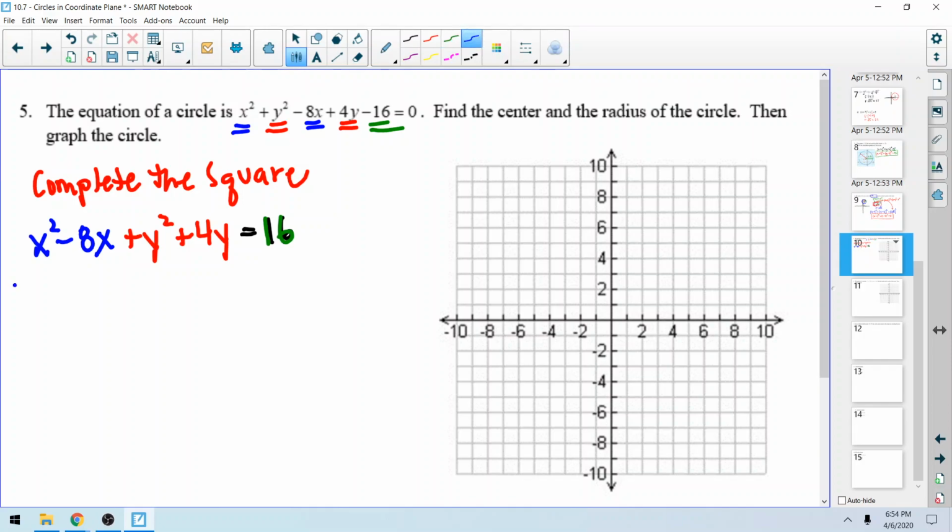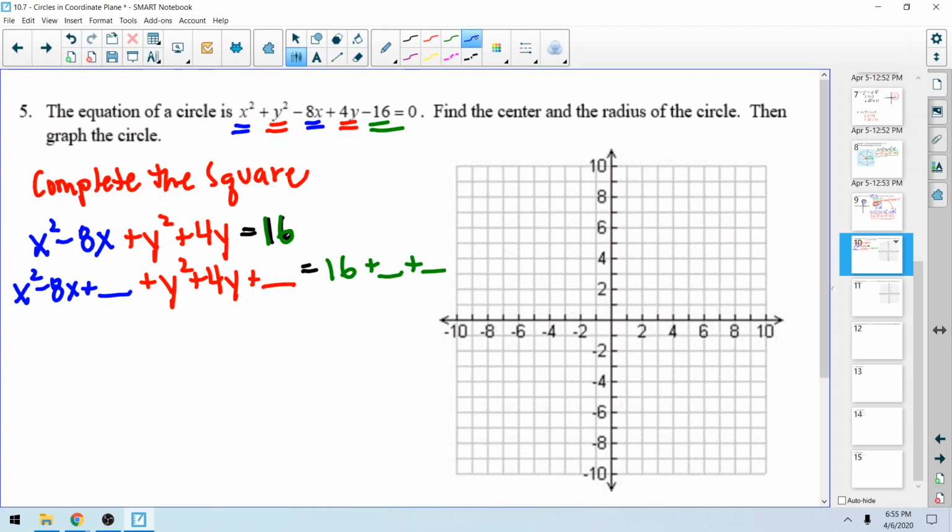In order to complete the square, x squared minus 8x plus blank. Remember these fantastic little blank things? And then plus y squared plus 4y plus blank equals 16. Now, if you add two random numbers to the left side of the equation, guess what you have to do on the right side of the equation? You have to add two random numbers. You have to keep your equation balanced. You can't just add something to the left and not do it to the right.